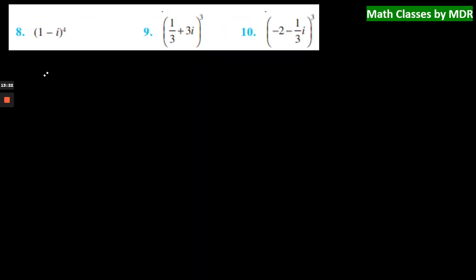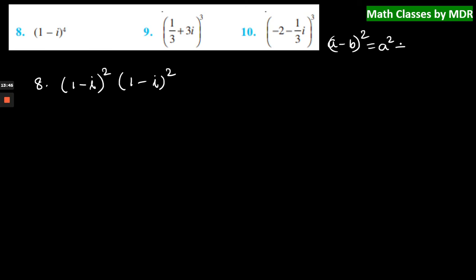Eighth one. 1 minus i whole to the power 4. So 1 minus i whole to the power 4 can be written as 1 minus i whole square and then 1 minus i whole square. Right? So now let us expand. We know that a minus b whole square, just by using that, we can expand it.